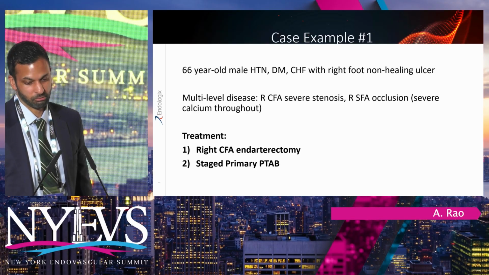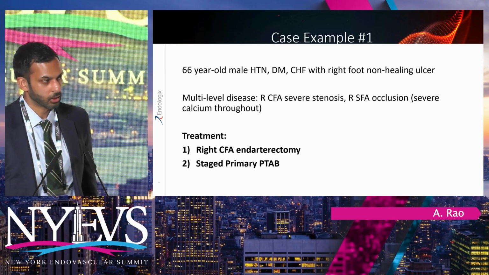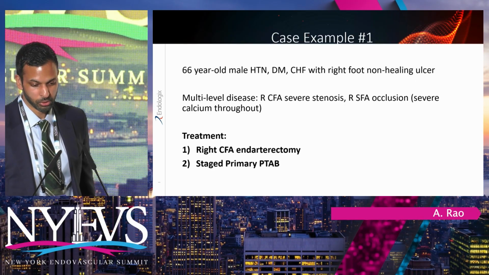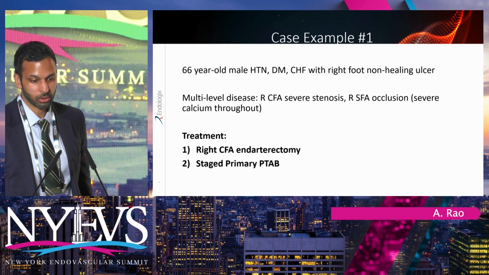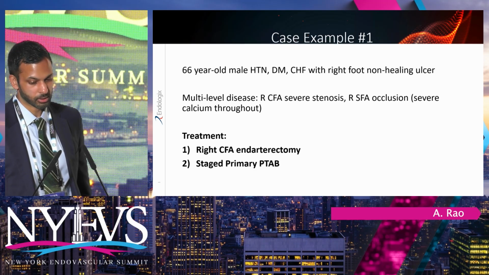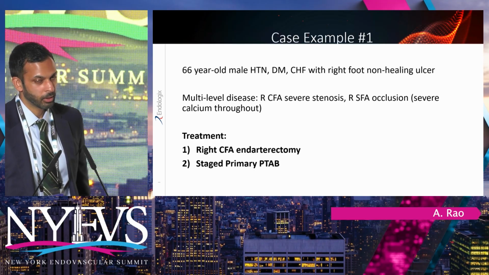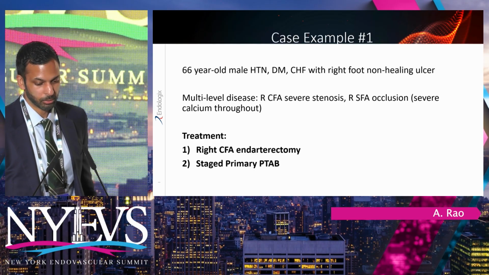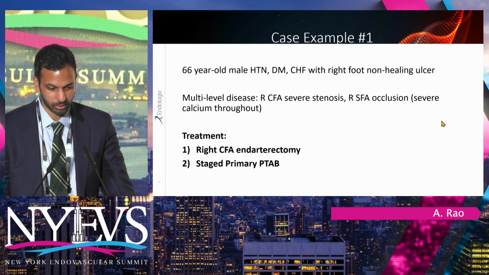This is a patient I did, I think last year, a 66-year-old male with hypertension, diabetes, CHF. He presented with a right foot non-healing ulcer. So this guy had really bad disease. He had a lot of calcium in his vessels, which I'll show you, but he had multi-level disease. He actually had an iliac stenosis, which I treated with an iliac stent. He had common femoral disease. He had a right SFA occlusion, and then he had a popliteal artery that reconstituted with, I think, 2 or 3 vessels down to the foot.